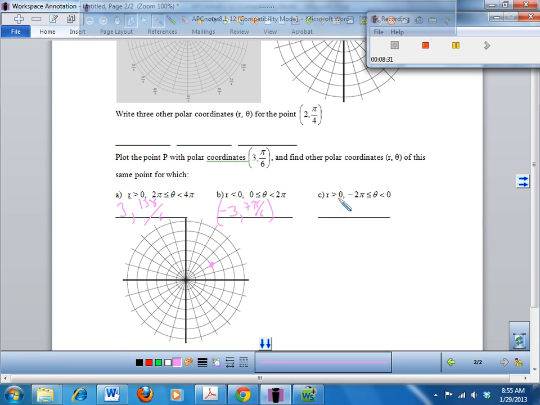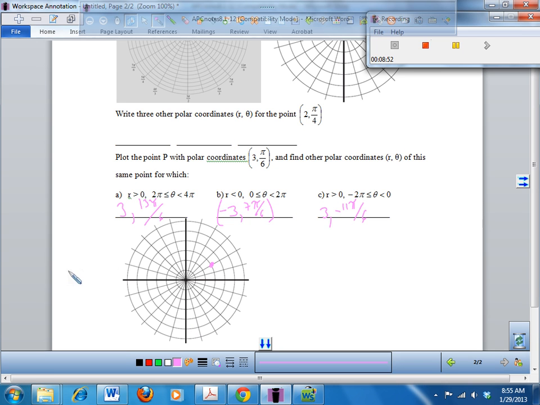And this one says I want r to be positive, 3, but I want to get there by going in the negative direction. So how far would I have to rotate in the negative direction? Good. -11 pi over 6. See, isn't this easy? Got it? So now we're going to move on.